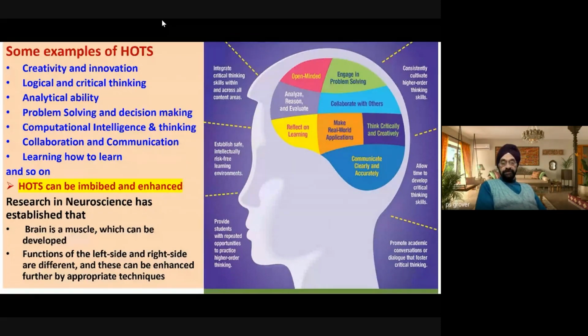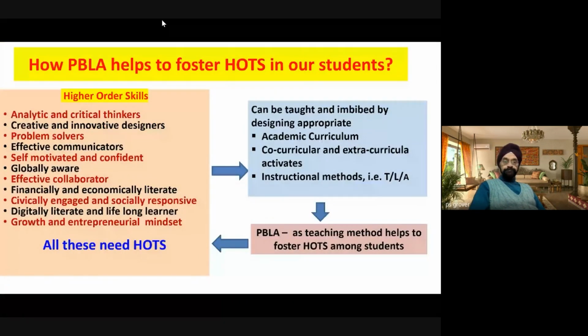That's why we say, in order to develop or enhance the higher thinking skills of the students, working of the students on complex real life problems will do the necessary skills, and solving real life complex problem is our project based learning. So how PBL helps to foster higher order thinking of students?